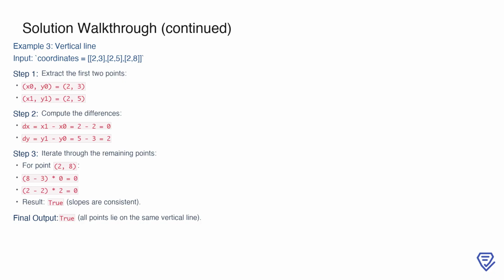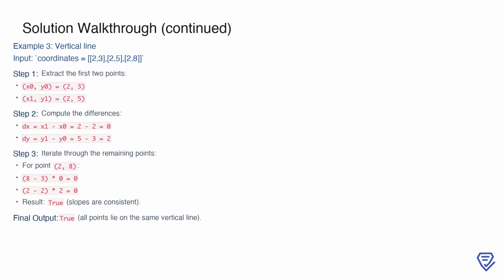The coordinates given are 2, 3, 2, 5, and 2, 8. Starting with the first 2 points, 2, 3, and 2, 5, we calculate the differences as dx equals 2-2 equals 0 and dy equals 5-3 equals 2. Here, the 0 value for dx indicates a vertical alignment.